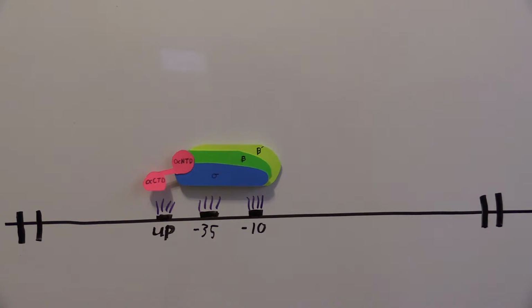Math. So now we know what an up element is, and we know it interacts with the C-terminal domain of the alpha subunit of RNA polymerase. But this had to be discovered by someone. So let's talk about the experiment for how they got this information.